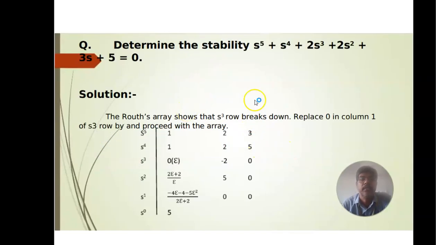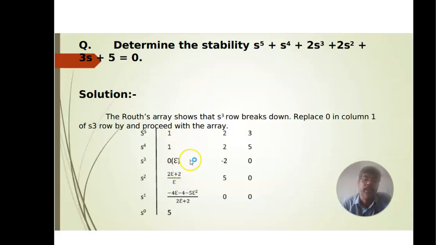Then consider this problem. The characteristic equation is s power 5 plus s power 4 plus 2s cube plus 2s square plus 3s plus 5 equal to 0. Here in the s power 3 row, the first element is 0. We can take a small positive value epsilon. With this epsilon, we can construct all the other rows in the Routh array.